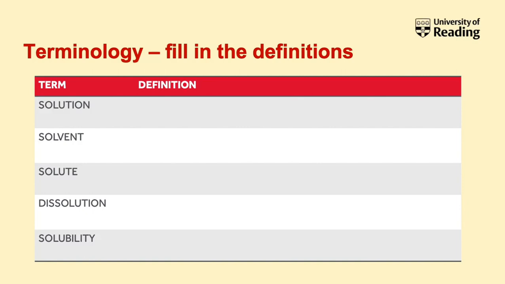So to start with, here are 5 words that you can add to your glossary early on. If you want to do that now and think about how you would define these before we start the lecture, that would be a good start. So pause the video and have a go at creating your own definitions of these 5 terms.